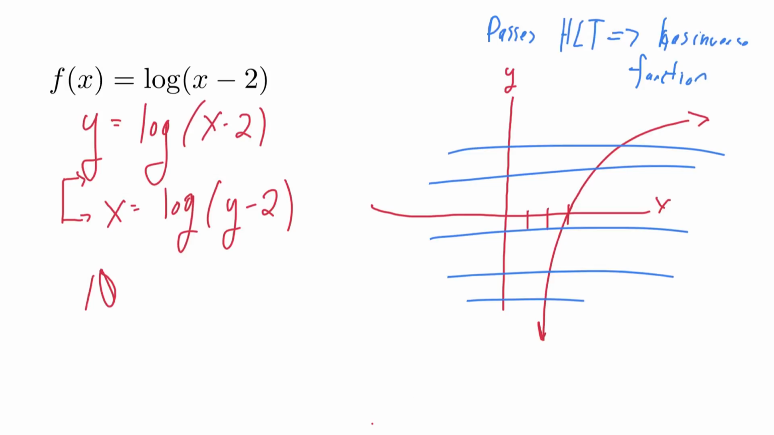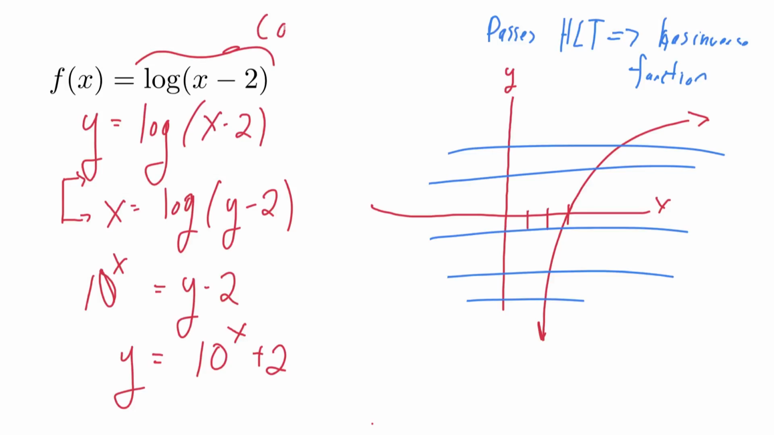So I get 10 to the power x equals y minus 2. So y equals 10 to the x plus 2. Of course, this is the common logarithm, so base 10. Okay, so of course, the inverse function to a logarithm, as I've alluded to, is exponential, and that's what we see here. This logarithm has an exponential inverse function.